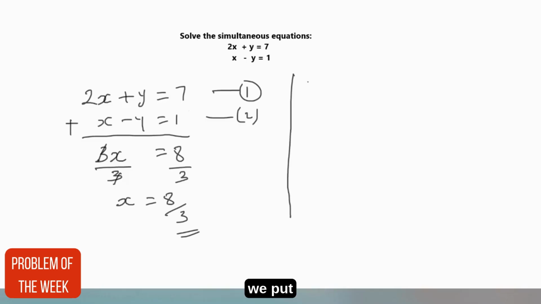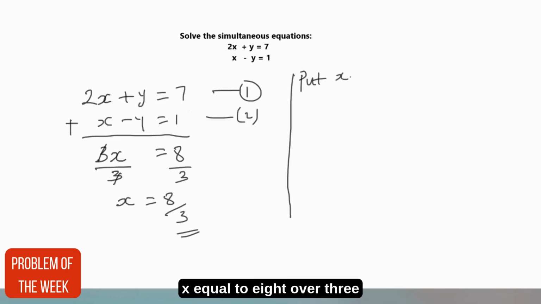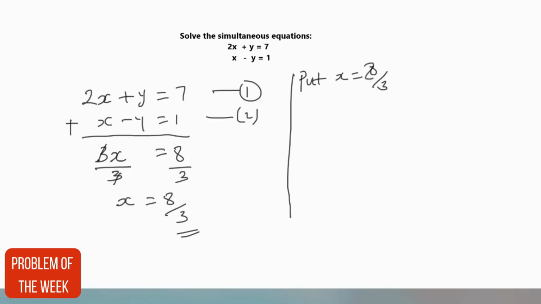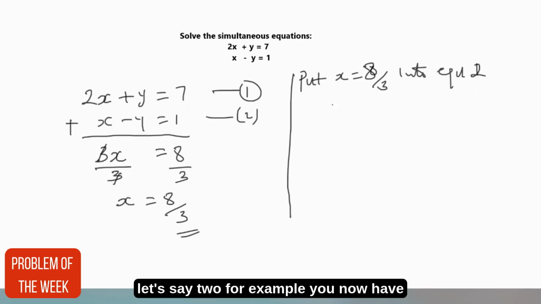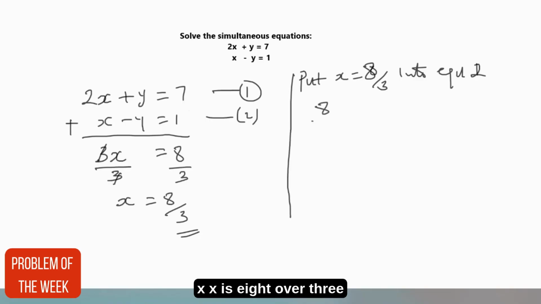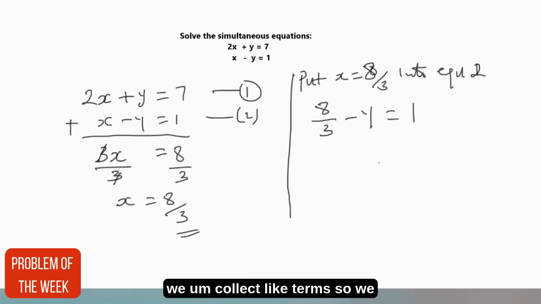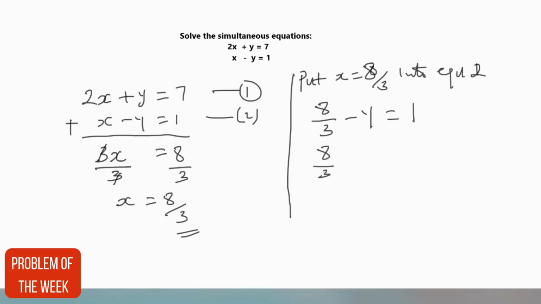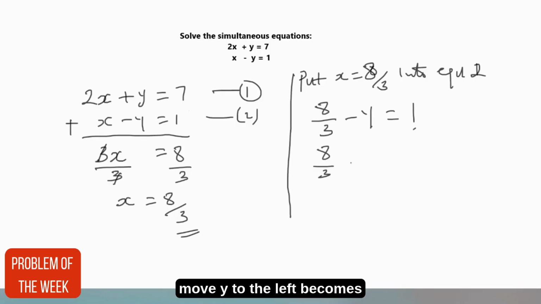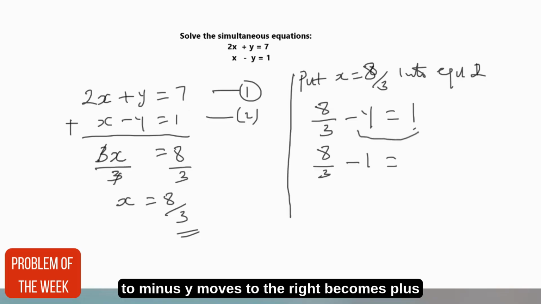So if we put x equal to 8 over 3 into equation 1, or let's say 2, for example, we now have 8 over 3 minus y equal to 1. So we collect like terms. So we have 8 over 3. We move y to the left, it becomes minus 1 equal to minus y moves to the right, becomes plus y.